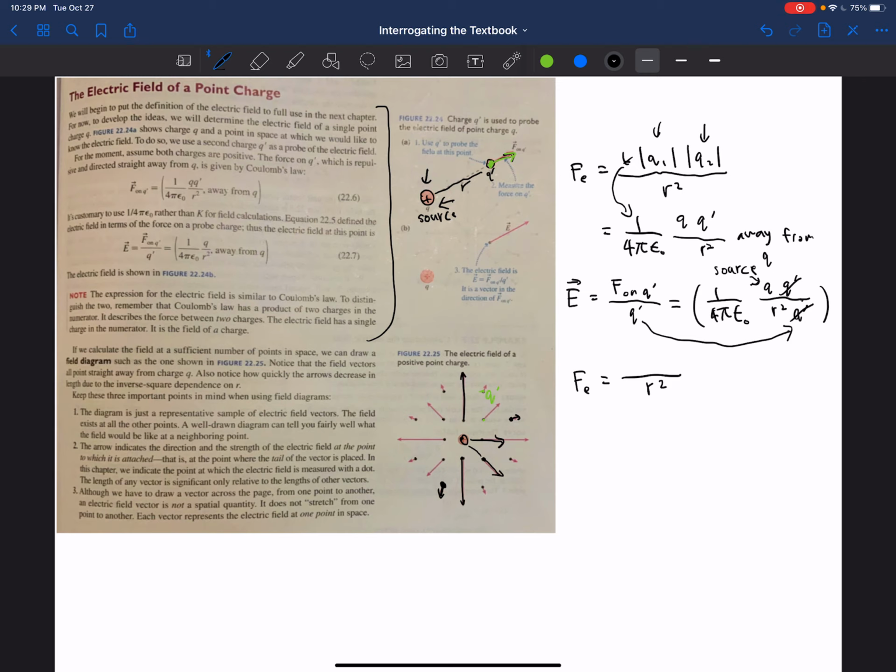Third, although we have to draw a vector across the page from one point to another, an electric field vector is not a spatial quantity. It does not stretch from one point to another. Each vector represents the electric field at one point in space.